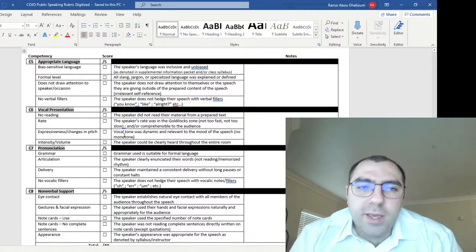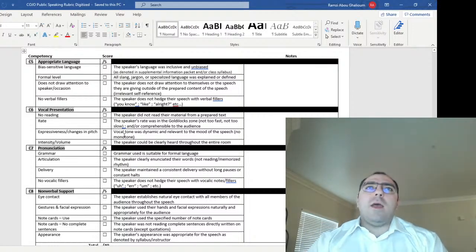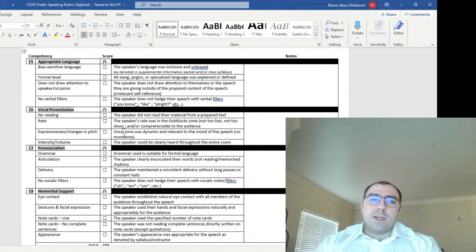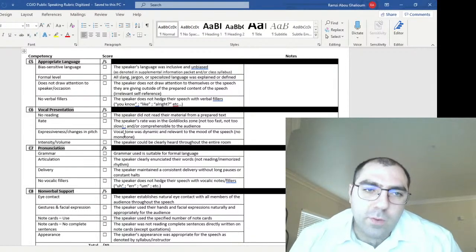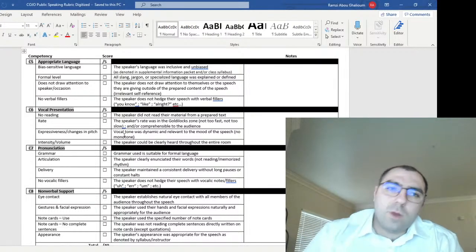Expressiveness, changes in pitch. Imagine, this is already a long lecture, that I was sitting here like this and delivering the lecture like this. There would be no expressiveness or change in pitch. The rubric says: vocal tone was dynamic and relevant to the mood of the speech, no monotone, the speaker could clearly be heard throughout the entire room. That would be awful, so you don't want to do things like that. You want to be dynamic and you want to be expressive.